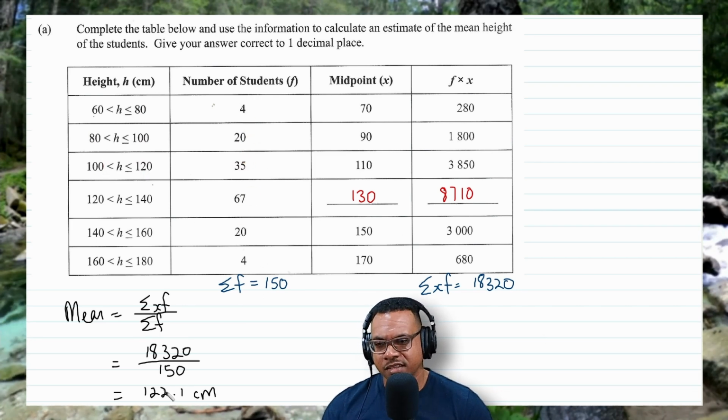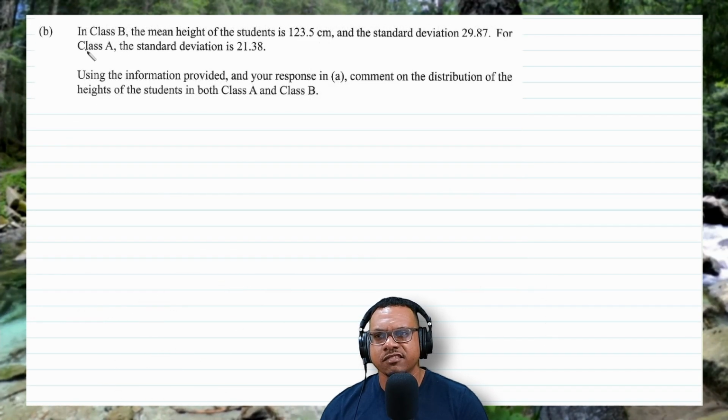Now, what we're saying here is that the mean height is 122.1 for class A. So what the standard deviation is doing is giving us how close the spread of the data is to this mean height of 122.1. It could be how much lower than 122.1 and how much higher than 122.1 the spread of the data is away from the mean. So we have a standard deviation for class A of 21.38.